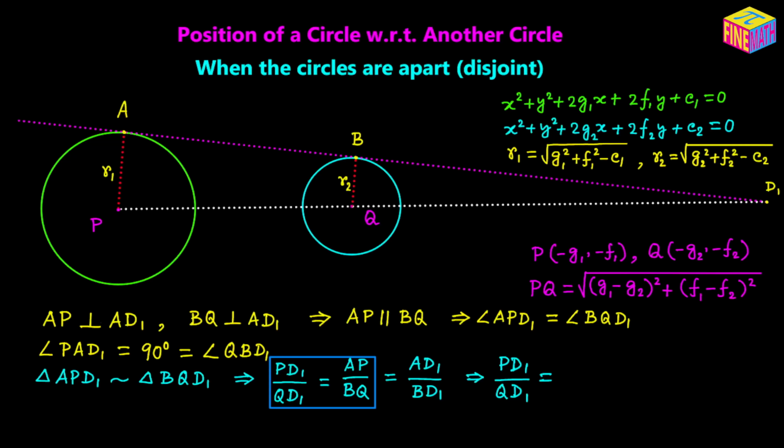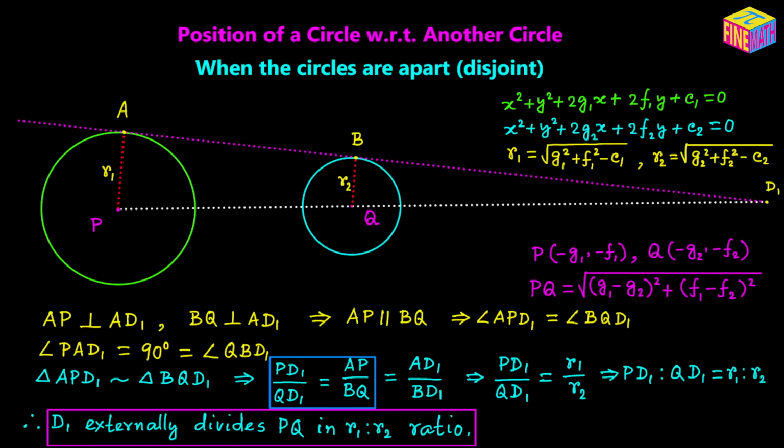Now what is AP? Well, AP is actually R sub 1 and BQ is actually R sub 2. So that will be equal to R sub 1 over R sub 2, and from there we can say that PD sub 1 is to QD sub 1 is equal to R sub 1 is to R sub 2. That means the point D sub 1 divides the PQ line segment externally in a ratio of R sub 1 is to R sub 2. So far we see that the D sub 1 point is dividing the PQ line segment externally in a ratio of R sub 1 is to R sub 2. Next, we are going to look at the second direct tangent and see how that behaves.